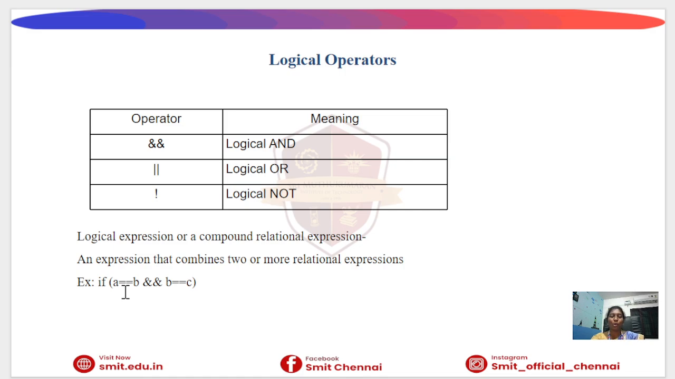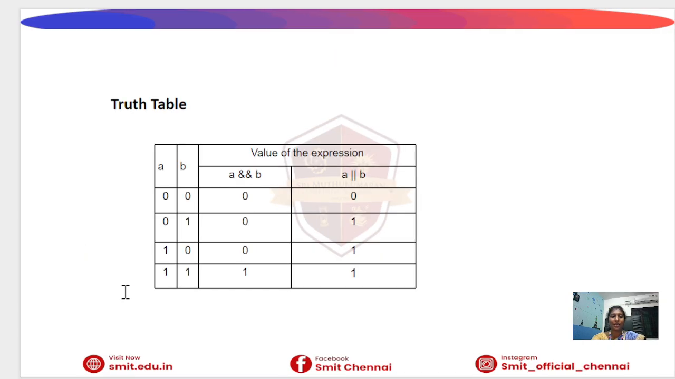In embedded systems, logical operators are very important for checking multiple sensor conditions. Here we are having a truth table. This is for A and B for 2 bits: 0 0, 0 1, 1 0 and 1 1.